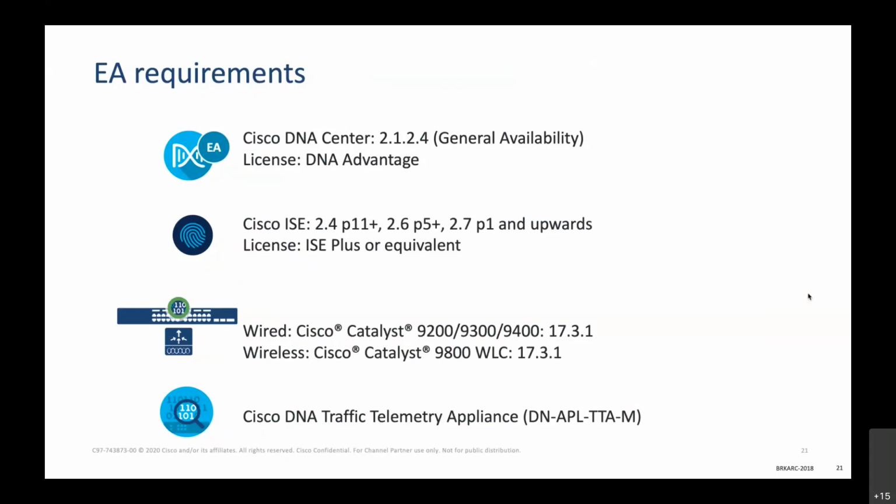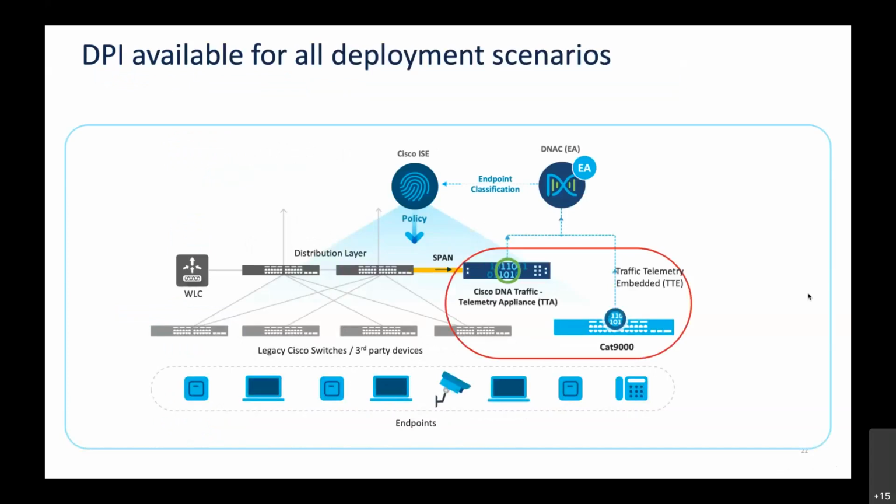In terms of infrastructure, again, if you'll remember, I alluded to the CAT 9000 infrastructure being able to natively perform deep packet inspection. So in terms of wired infrastructure, Catalyst 9200, 9300 and 9400 are supported. And from wireless, we do support the Catalyst 9800 wireless LAN controller. And in terms of versioning, 17.3.1 for IOS is the minimum. And then in a scenario where you do not have Catalyst 9000 infrastructure, we do have a separate appliance that is called the DNA Traffic Telemetry Appliance. And I'll go ahead and advance to the next slide so you can get a visual representation of what I'm speaking through.